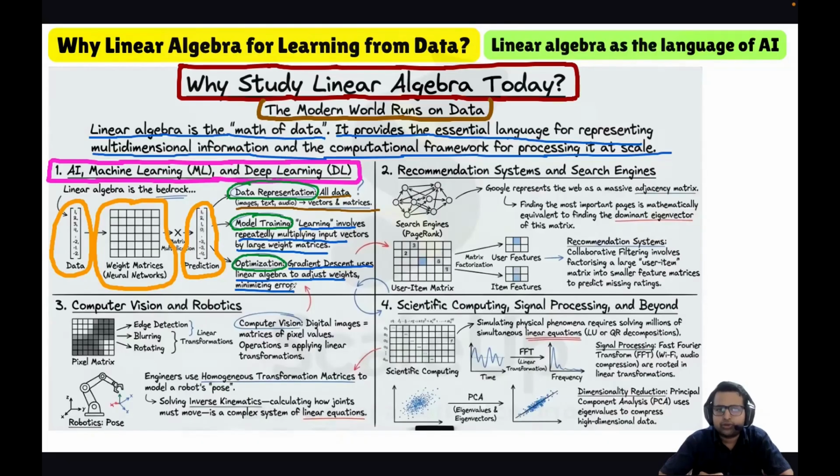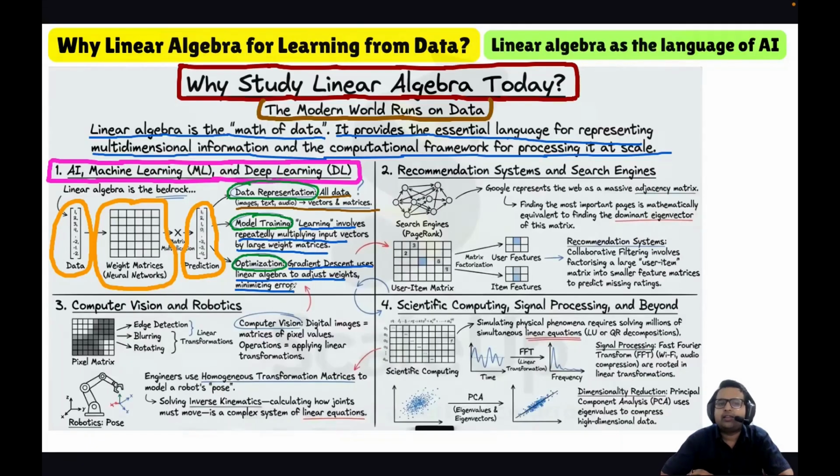Linear algebra is used to represent the data, whether you are dealing with textual data, images, or audio. We convert those data into vectors and matrices before further processing. So linear algebra has a role to play in data representation.